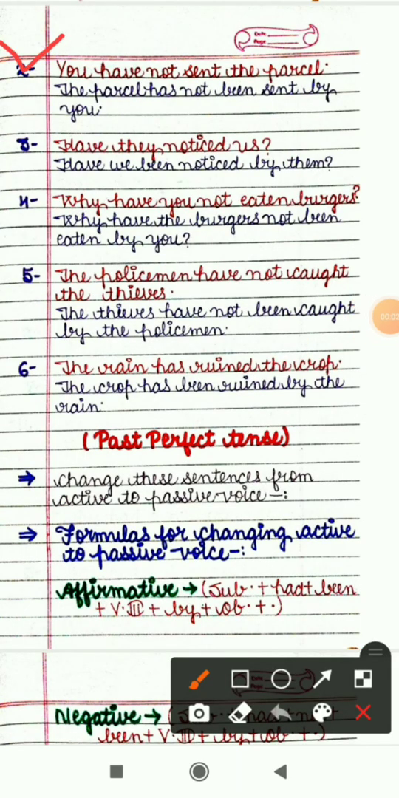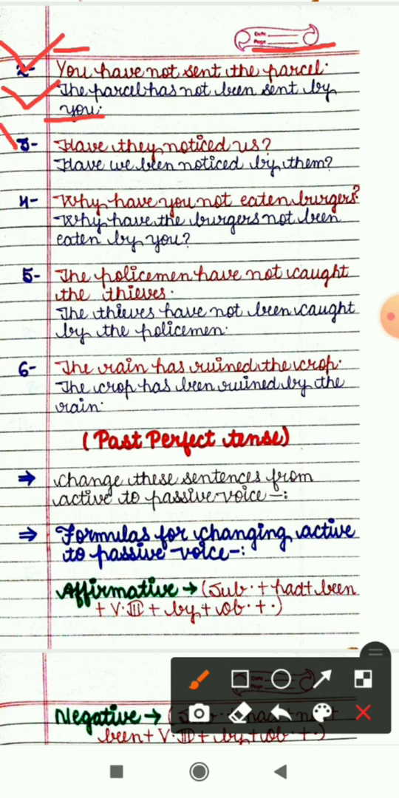Second sentence is you have not sent the parcel. Here you is the subject and parcel is the object. That means in passive voice our new subject will be the parcel, which is singular. So we will use has with it. The parcel has not been sent by you. You is used as object in the passive voice and its objective case will remain same.